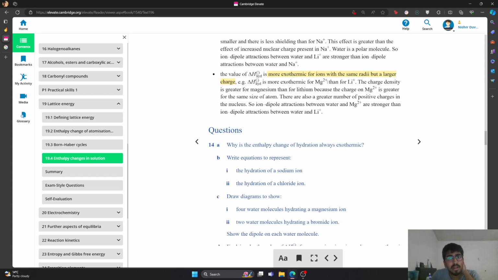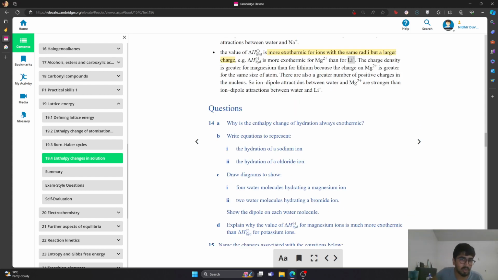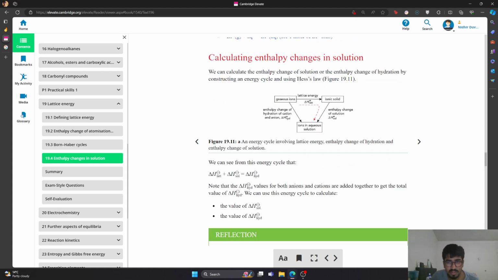Again, smaller radii but a large charge is good. So it depends. You want to be able to predict between magnesium 2+ and lithium +, which will have more hydration energy. So again, think about some question like this. These are very important. Again, higher charge in small atoms will be good because it wants to pull electron from oxygen, right? So it's just stuff like that.